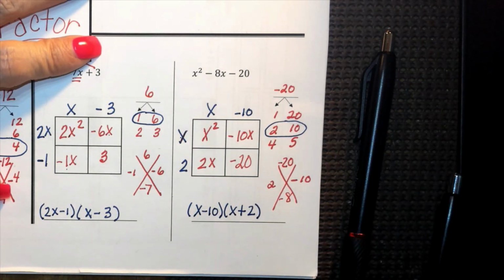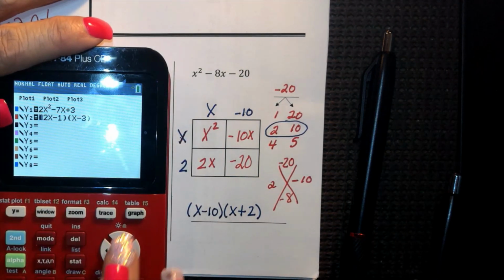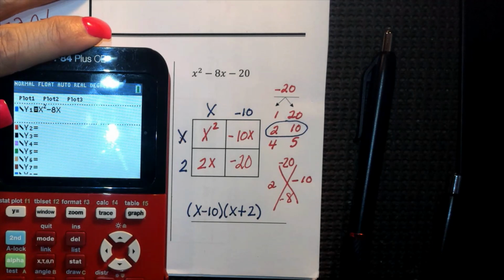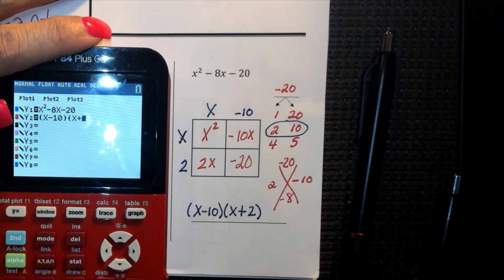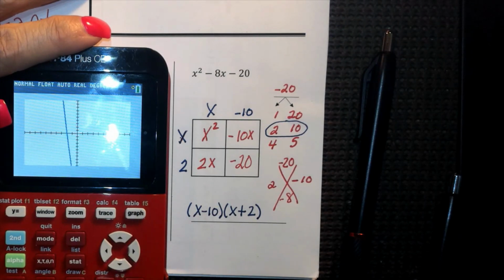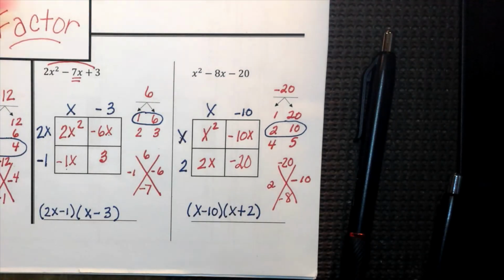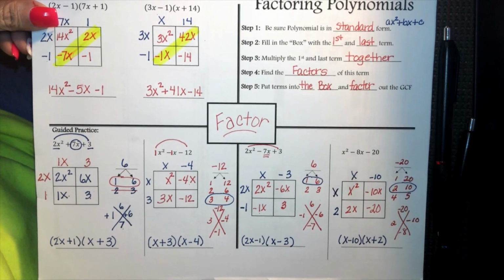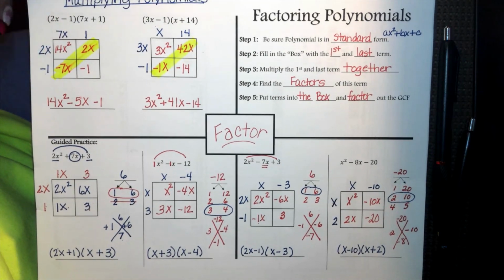I'm going to double check that. So I'm going to go to y equals, and I'm going to do x squared minus 8x minus 20, and then x minus 10 and x plus 2. And it's right on top, so I did it right. And that is factoring the beginning. So let me pull this out, in case you need to pause your video and get any of these last minute ones. You just needed to see it all. There it is.